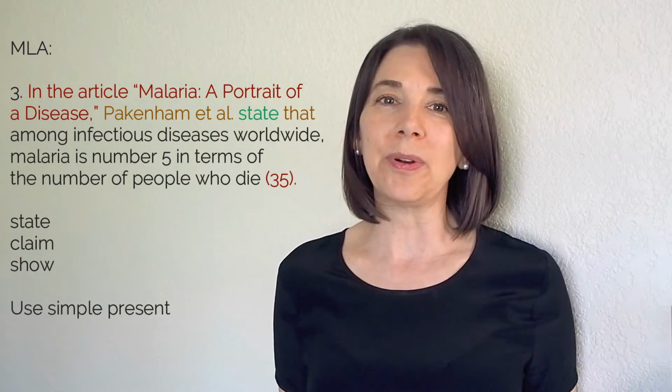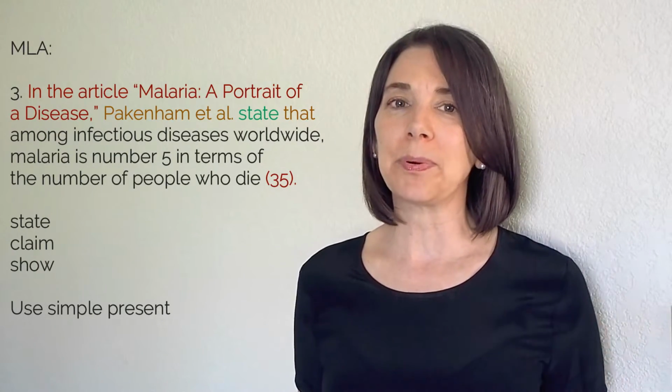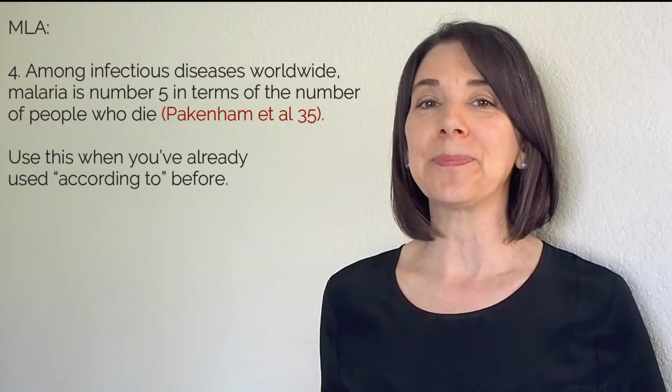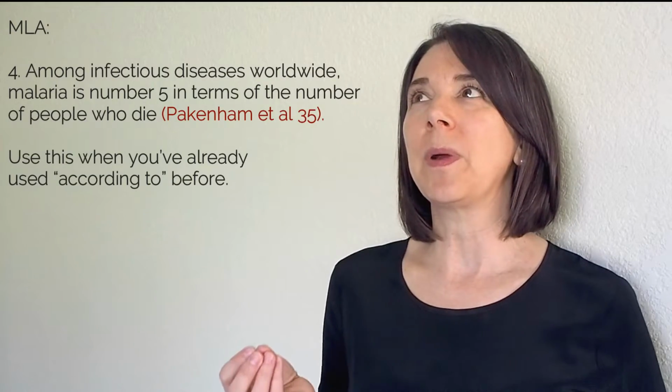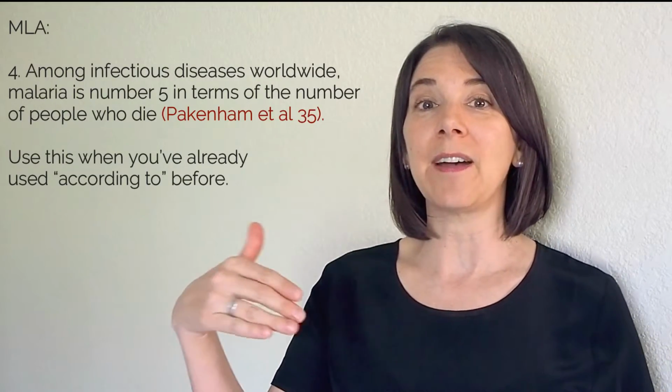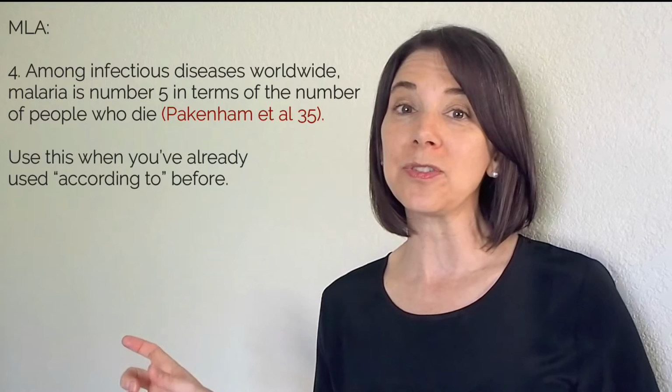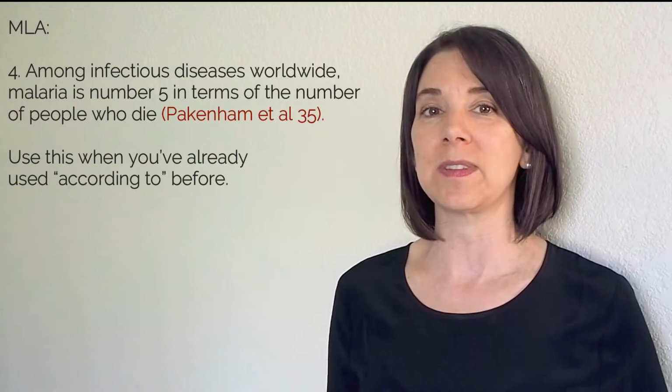Even though the author wrote it in the past, we use present tense to show what the author says when you read it. Finally, I want you to notice that there is one other option that is a little bit easier. If you've already used "according to" a few times, then you can use this other one too. And this would be an example where maybe you introduce the evidence the first time with "according to," and then after that you might use this one.